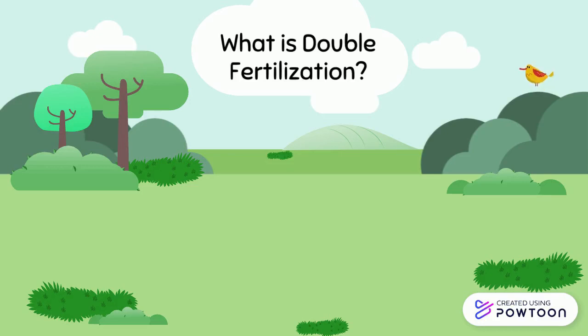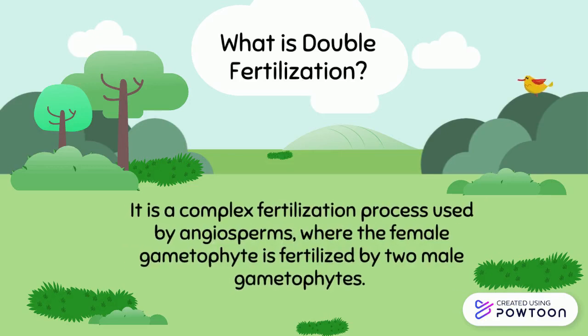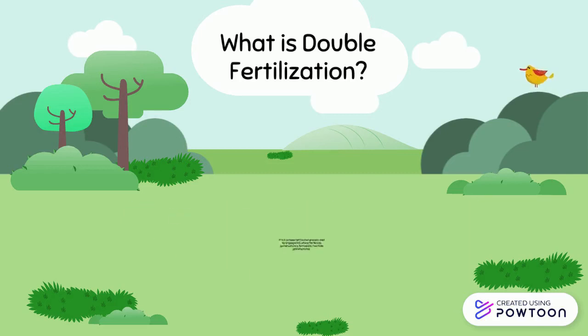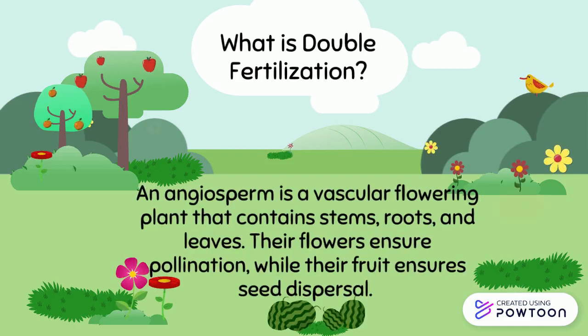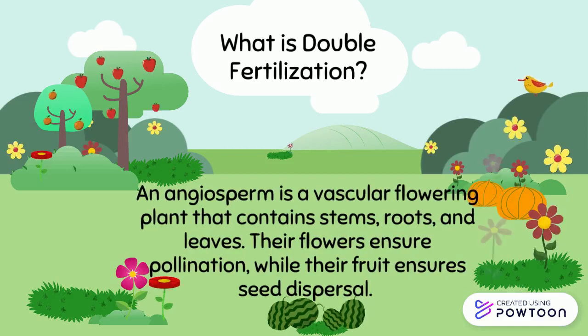What is double fertilization? It is a complex fertilization process used by angiosperms, where the female gametophyte is fertilized by two male gametophytes. An angiosperm is a vascular flowering plant that contains stems, roots, and leaves. Their flowers ensure pollination, while their fruit ensures seed dispersal.